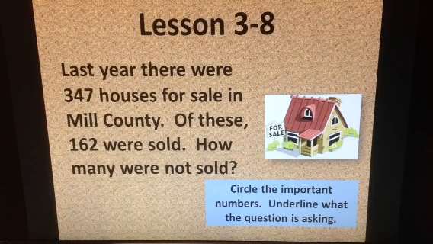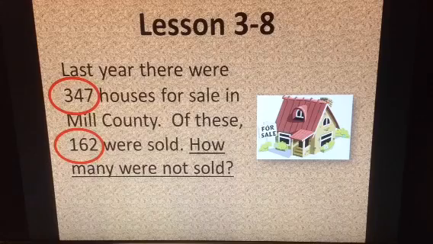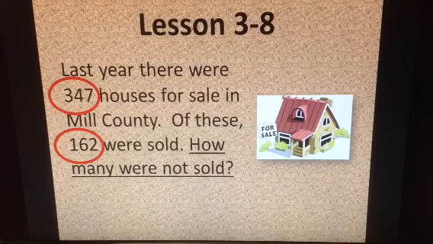Students in my class get in the habit of circling the important numbers and underlining what the question is asking. So think about what should be circled here and what should be underlined. Circle the numbers 347 and 162, and underline what the question's asking. How many were not sold?